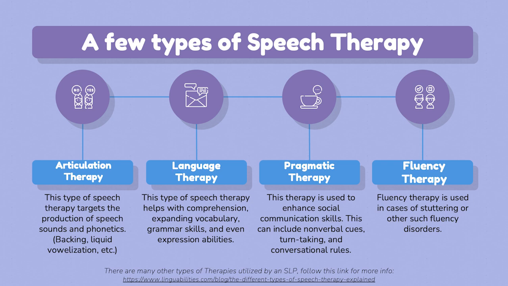First, articulation therapy. This type of speech therapy targets the production of speech sounds and phonetics. Next is language therapy. This type of speech therapy helps with the comprehension, the expanding vocabulary, the grammar skills, and even expression abilities of the student. Third, pragmatic therapy. This therapy is used to enhance social communication skills. This can include nonverbal cues, turn-taking, and conversational rules. Fourth and finally is fluency therapy. Fluency therapy is used in cases of stuttering or other such fluency disorders. There are many types of therapies utilized by a speech-language pathologist. Follow the link for more information.